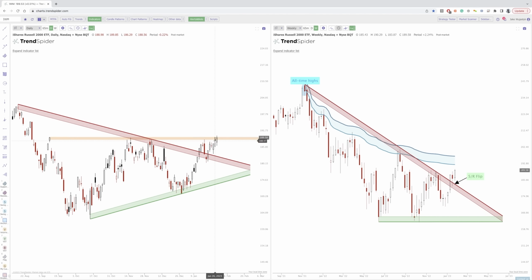But really, this wall up to around 190 is definitely an area you want to close above to start the next leg up.